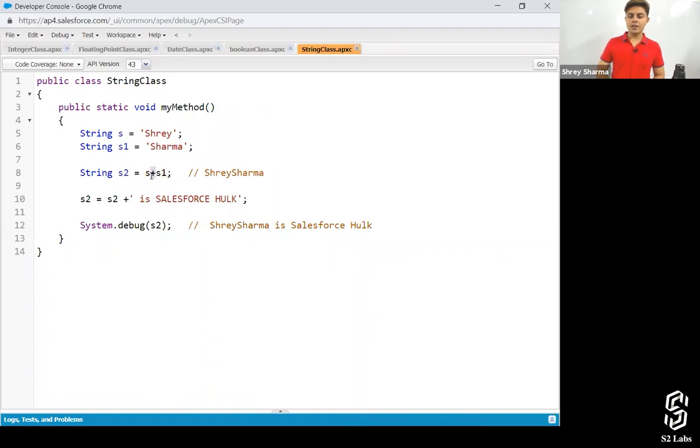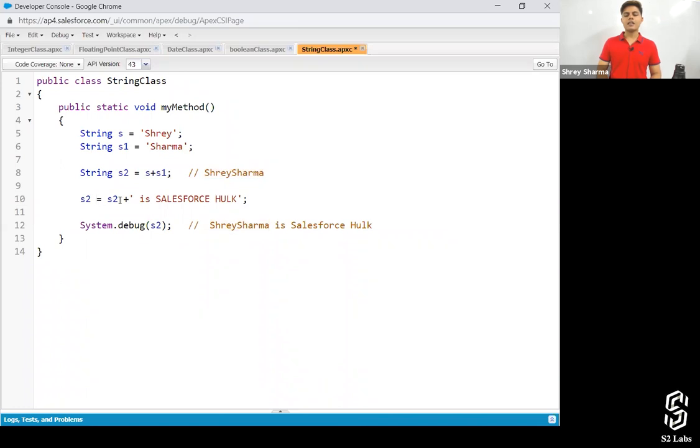So this is an operator and these two are operands. s is an operand and s1 is an operand. If both of them are integers or doubles or something like that, then the plus operator will act as an addition operator. But if any one of these operands is a string, then it will act as a concatenation operator. That basically means it will join both of the strings. So the answer of s2, whenever I debug it, s2 equals s plus s1, the output will be Shrey Sharma.